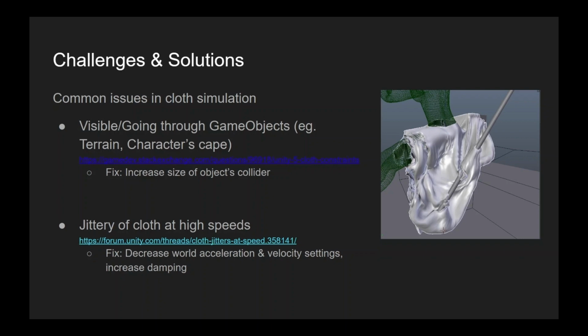The other problem is jittery cloth at high speeds. Now this problem arose when we tried to create a cape. So we attach a cape to a player, and when the player was moving too quickly, the cloth was very jittery. So all we did is went to the cloth component and decreased the roll, acceleration, and velocity settings, and we also increased damping.